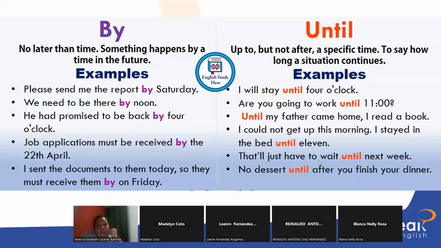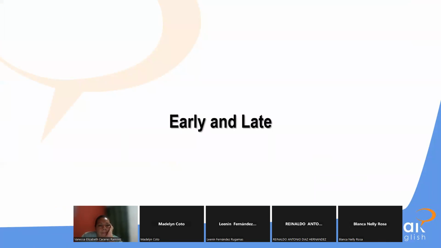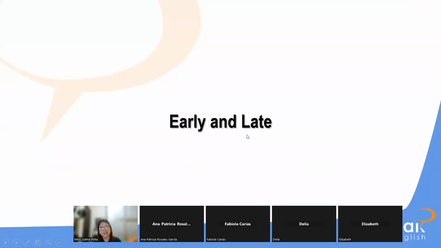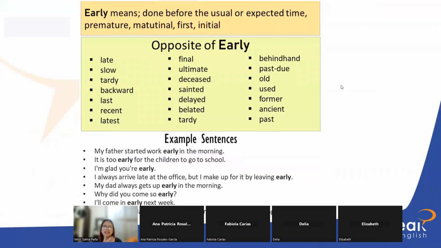Okay, let's see. The next one, guys, will be early and late. Okay, early and late. Delia, help me to read just the chart, the yellow part. Early means done before the usual or expected time, premature, matutinal, first, initial. Opposite of early is late, slow, tardy, backward, last, recent, latest, final, ultimate.